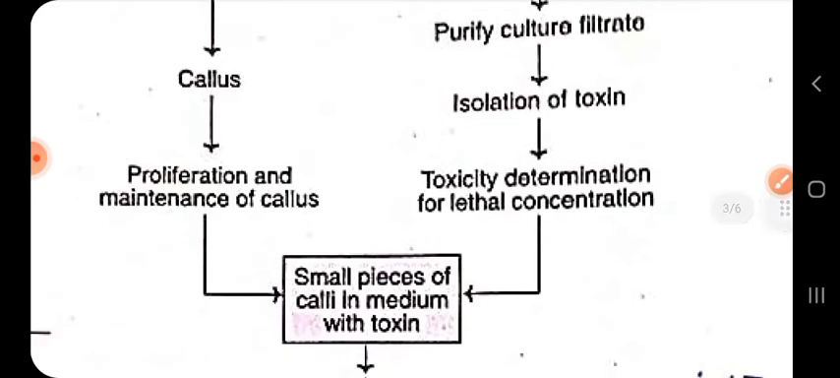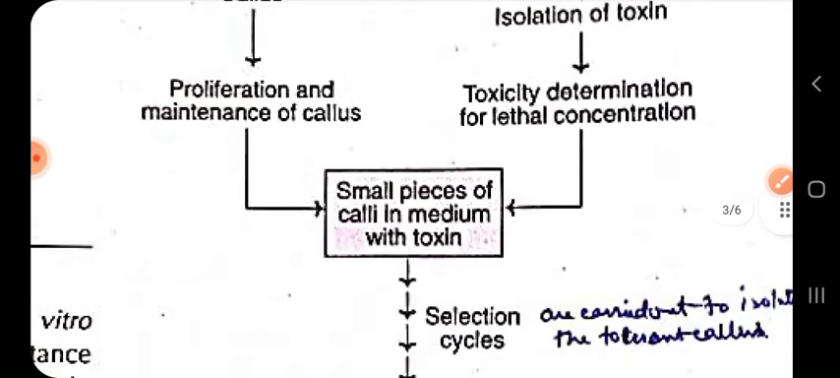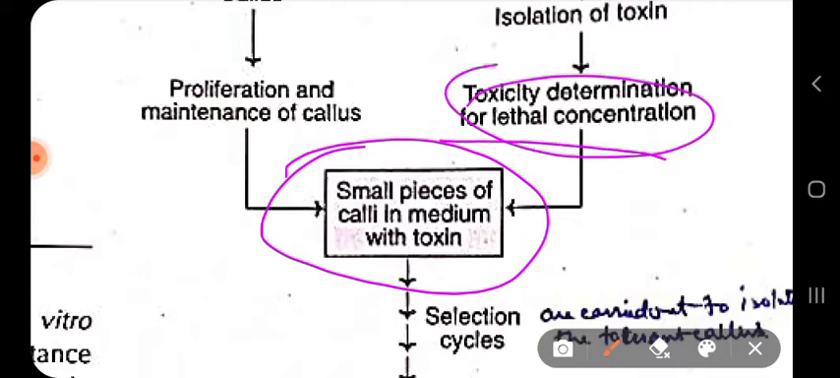And then we check for the toxicity determination. We actually observe the lethal concentration of that toxin that affects the plants. Then let us see what is given here. Small piece of callus, plural form is calli, C-A-L-L-I, in the medium with toxin. Now we use a medium having that toxin derived from that microorganism, and on that medium containing toxin we place the small piece of callus.